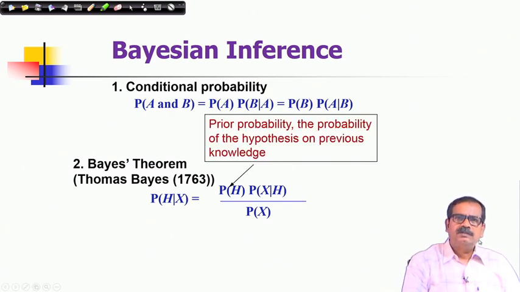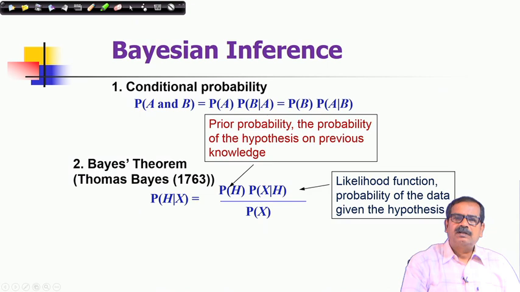Now, Bayes' theorem is derived from this observation. It has been shown that the probability of a hypothesis H given data x can be expressed as the ratio of two quantities. In the numerator is the joint probability of H and x, which is expanded in the form of probability of H and probability of x given H, and in the denominator it is the probability of x. Probability of H is the prior probability of the hypothesis based on our previous knowledge, whereas probability of x given H we call the likelihood function.